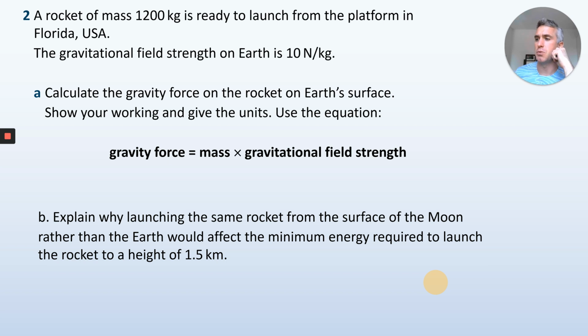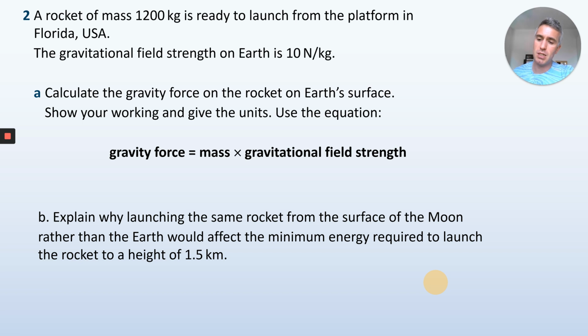So, number 2. A rocket of mass 1,200 kilograms is ready to launch from the platform in Florida, USA. The gravitational field strength on Earth is 10 newtons per kilogram, which is also the same in Florida, in the USA. Calculate the gravitational force on the rocket on the Earth's surface. Show your working and give the units. Use the equation: gravitational force is equal to mass times gravitational field strength. It's really easy, but don't just write the answer. Write down the working and put the units afterwards.